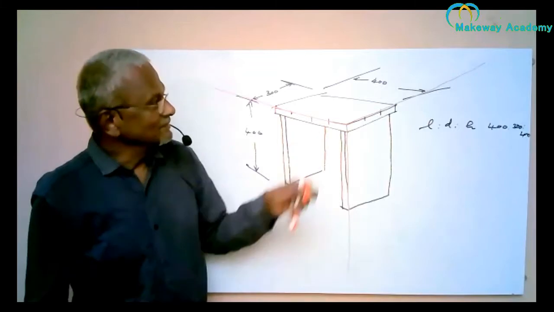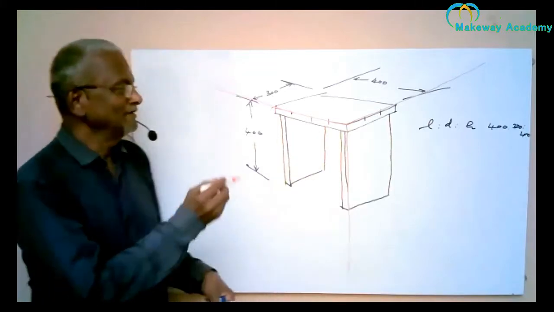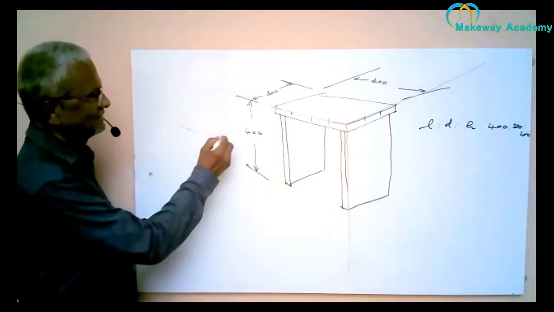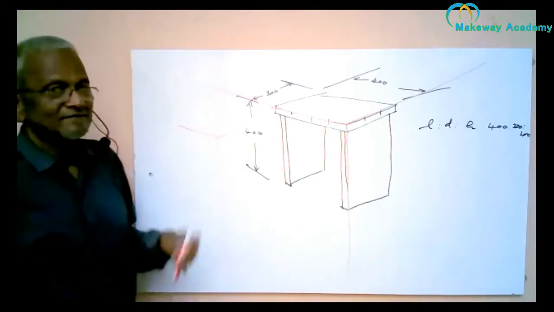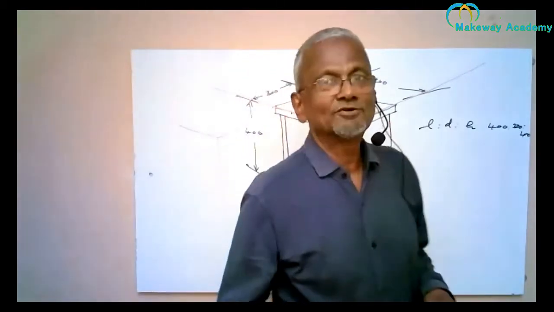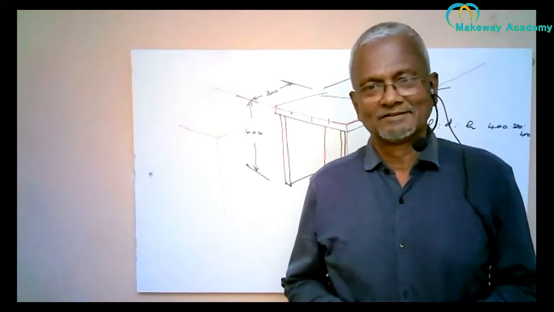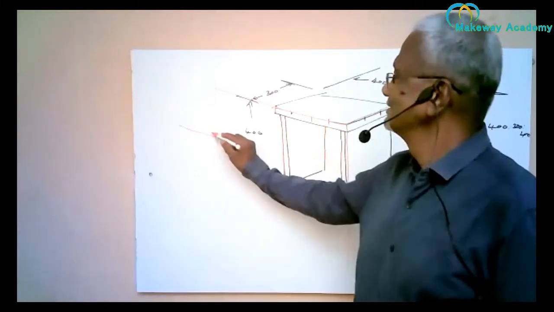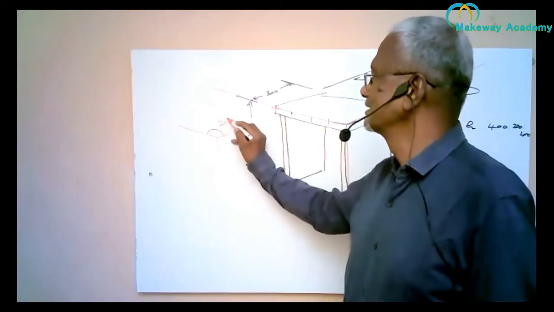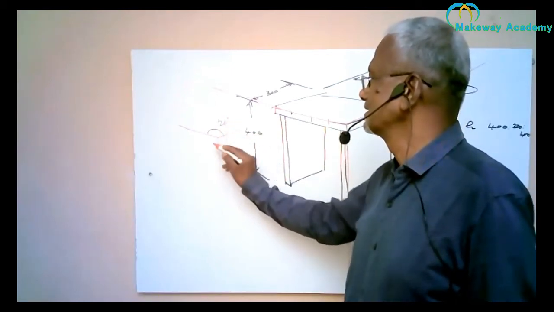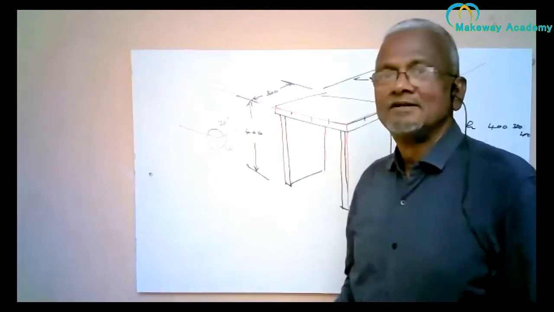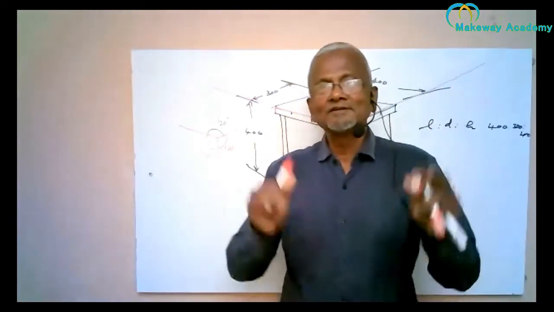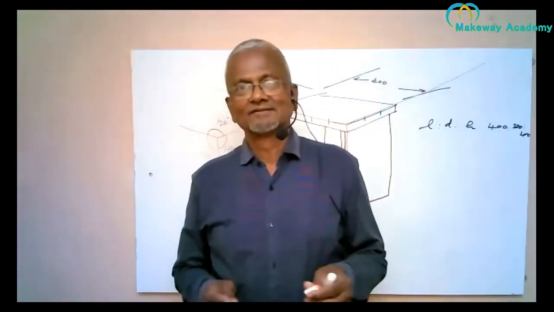So these three axes, now I draw them here. These three axes are called isometric axes. They are 120 degrees apart. This is 120, 120, 120. The drawing is built on these three axes.